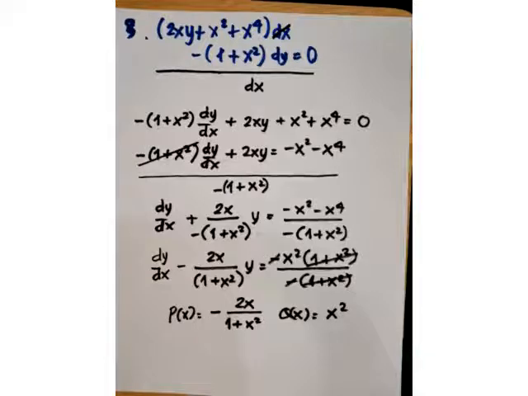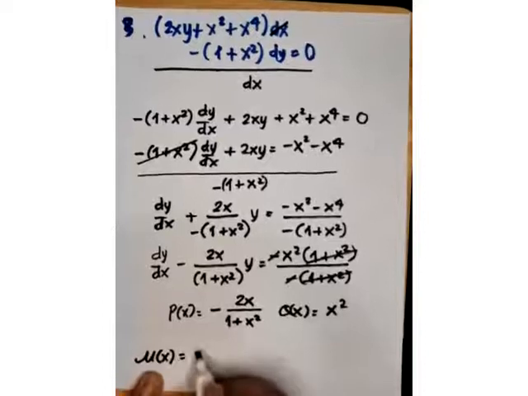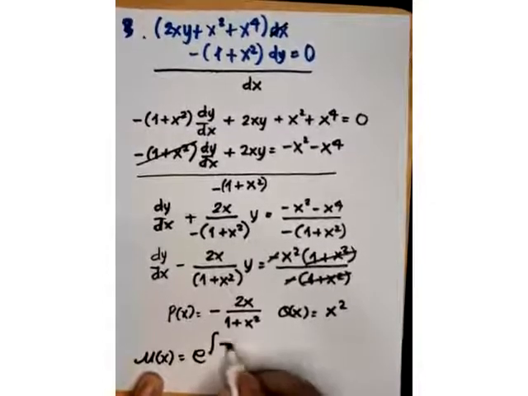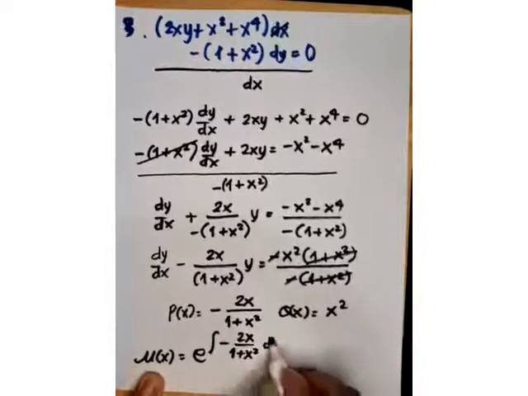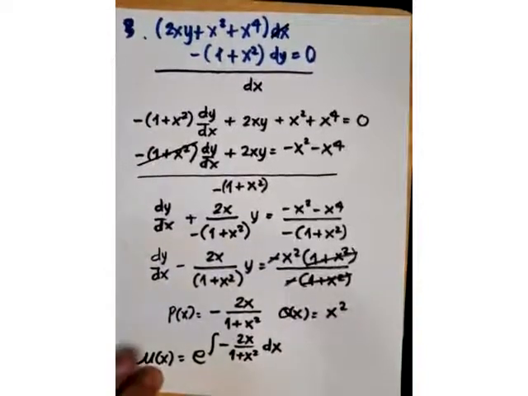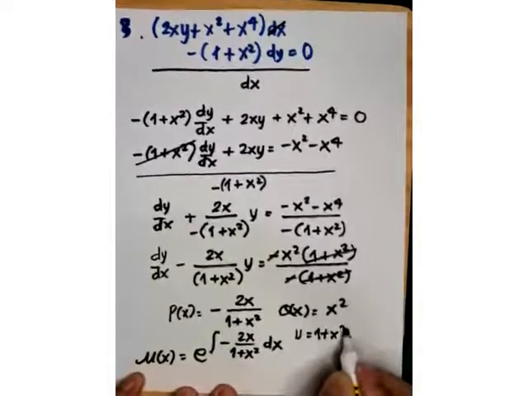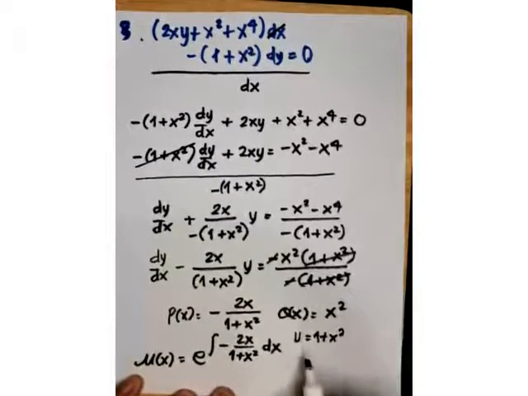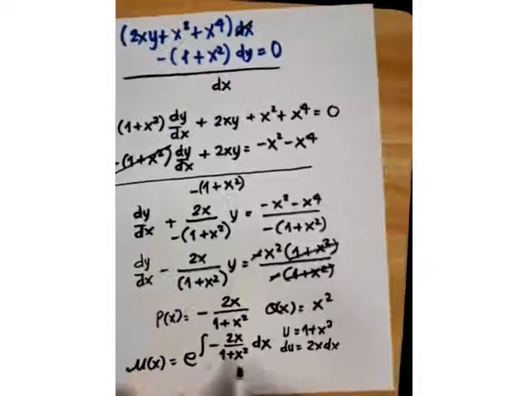Okay, now let's go to the integrating factor. So the integrating factor is equal to e raised to the integral of negative 2x over 1 plus x squared dx. So how will we integrate this? So let's say u is 1 plus x squared because it's a fraction. And then du is 2x dx. So malabas naman siya.